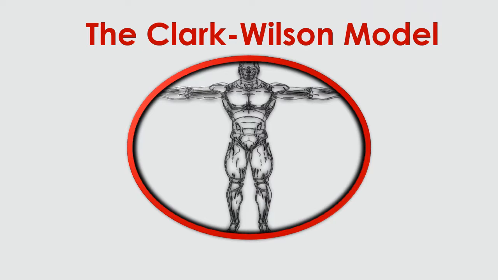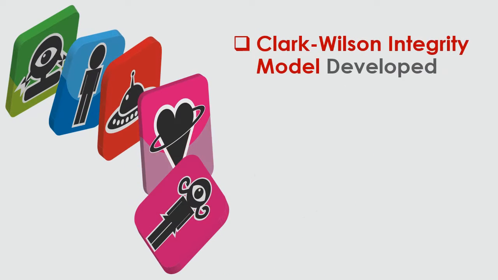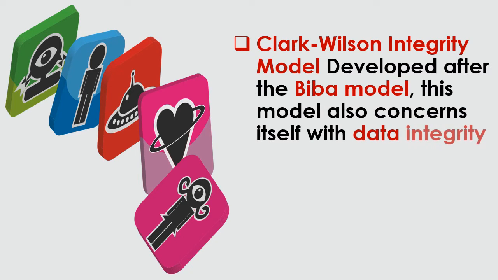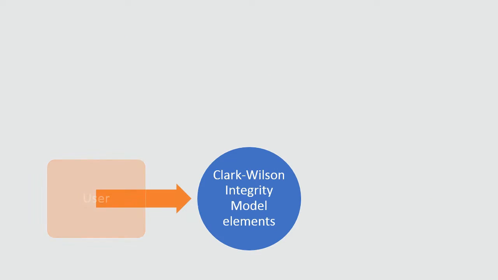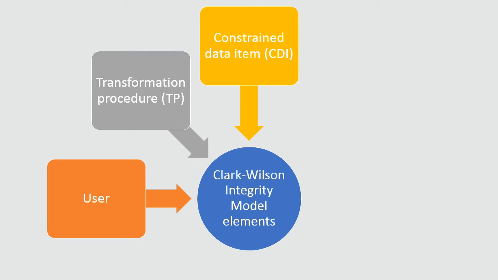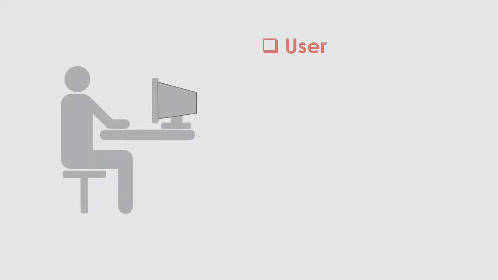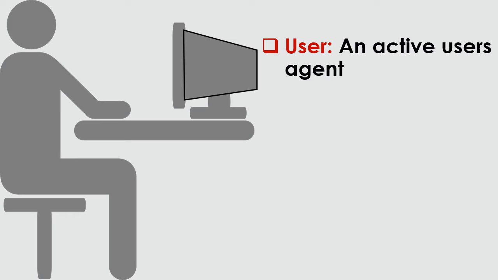Clark-Wilson Model. Clark-Wilson Integrity Model. Developed after the BIBA model, this model also concerns itself with data integrity. Elements are user, transformation procedure (TP), constrained data item (CDI), unconstrained data item (UDI), and integrity verification procedure (IVP). User, an active user's agent.